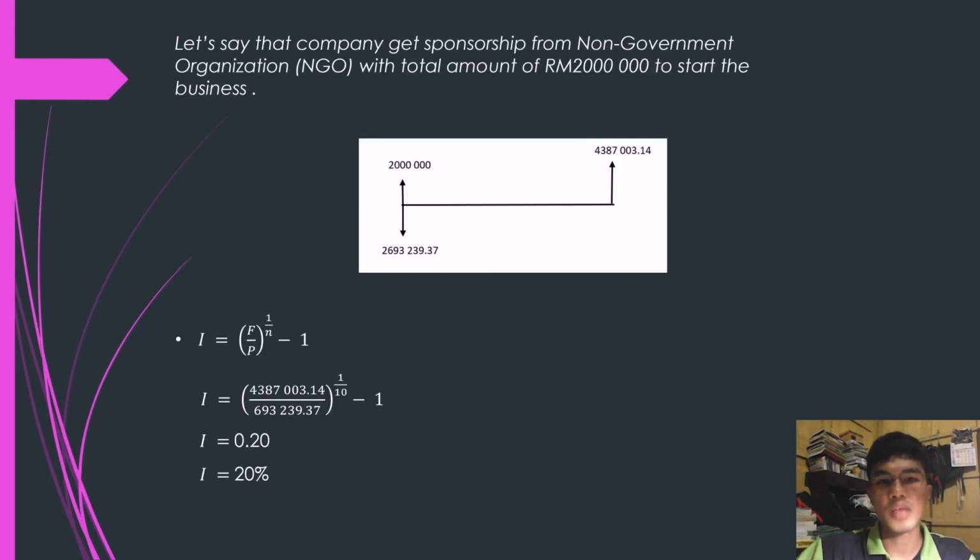Let's say that the company gets sponsorship from a non-government organization, NGO, with a total amount of 2 million ringgit to start the business. So we need to find the new total P at year 0, and after that we can get the rate of return i, which we calculate to be 20%. This is much higher than the interest rate given by the bank, which is 5%.